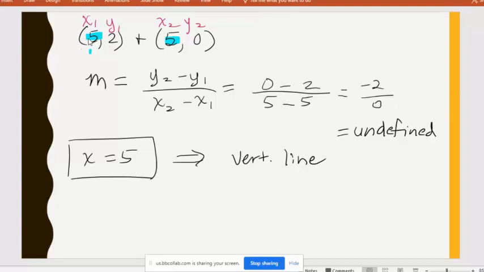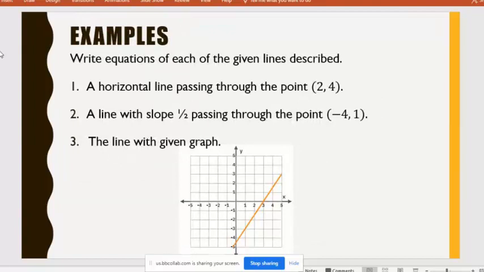Okay, the last things we're going to do is try to write equations if we're given some information about a line. The first one: write an equation of a horizontal line that passes through the point (2, 4). Horizontal line passing through the point (2, 4).